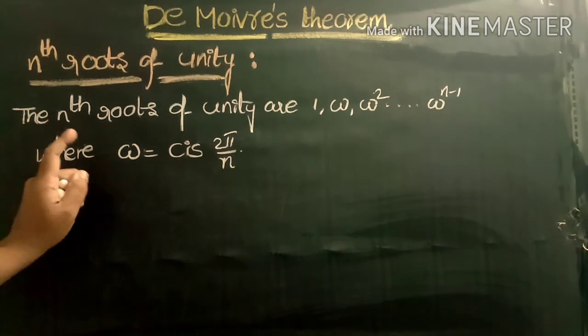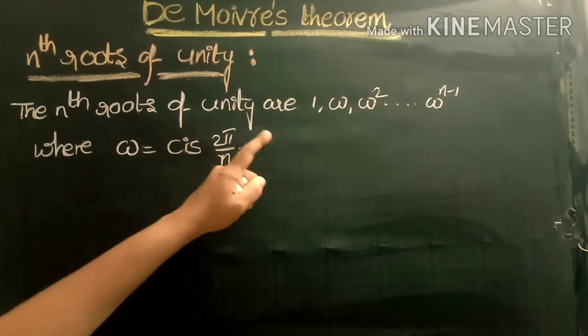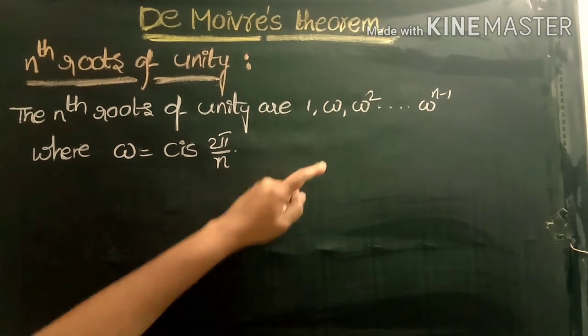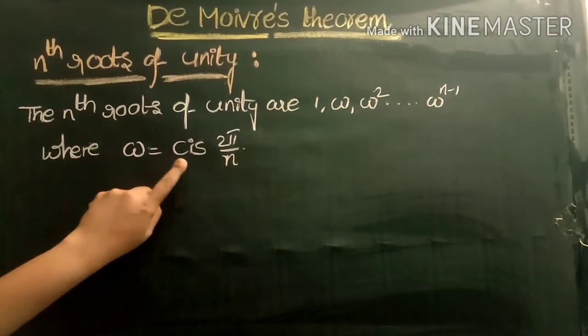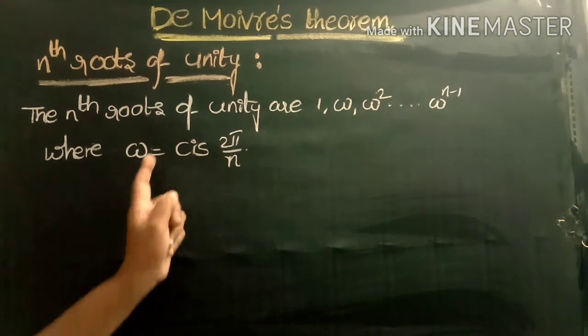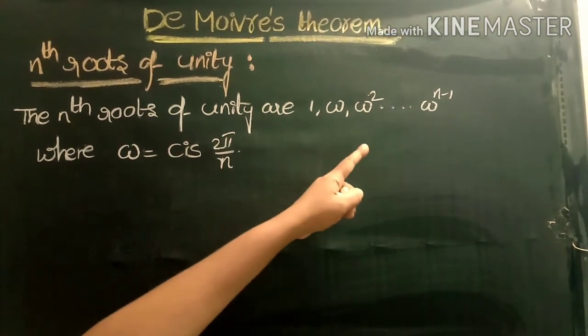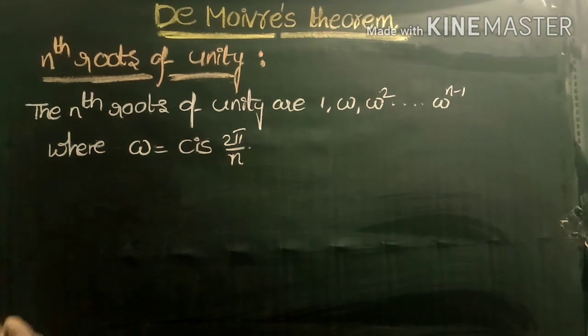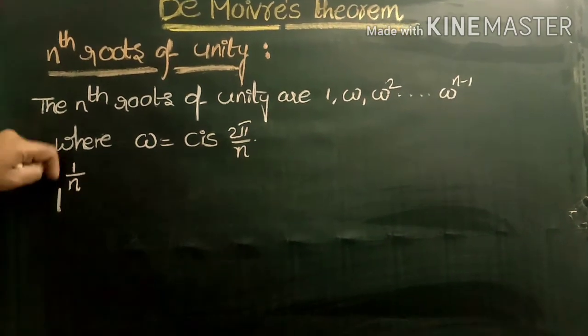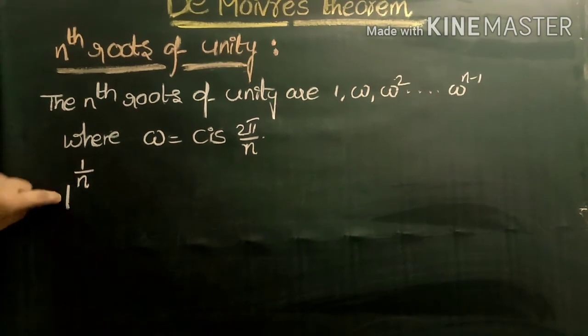Roots of unity. Here the nth roots of unity are nothing but 1, omega, omega square, and so on up to omega power n minus 1, where omega is equal to cis 2 pi by n. This is the formula for the nth roots of unity. The nth roots of unity means 1 power 1 by n. Unity means 1.